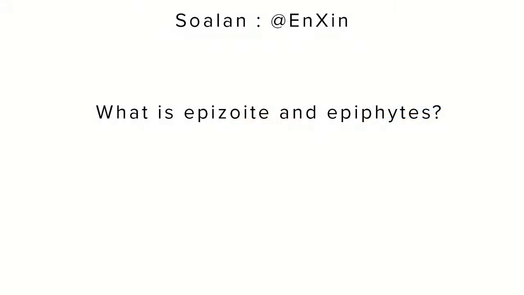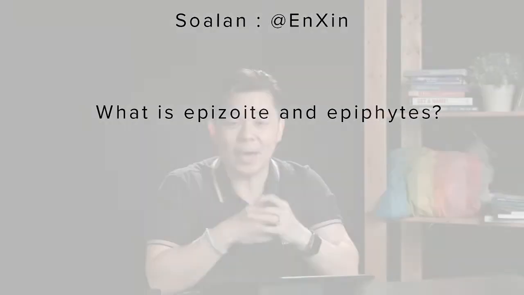What is epizoid and epiphyte? Epizoid, the zoid is for animal. Epiphyte, the phyte is for plant. You can find these terms in your Form 4 syllabus about symbiosis interaction, under commensalism. Under symbiosis, we have one interaction called commensalism. Under commensalism, if the interaction is between two animals, it's called epizoid. Between two plants, it's called epiphyte.